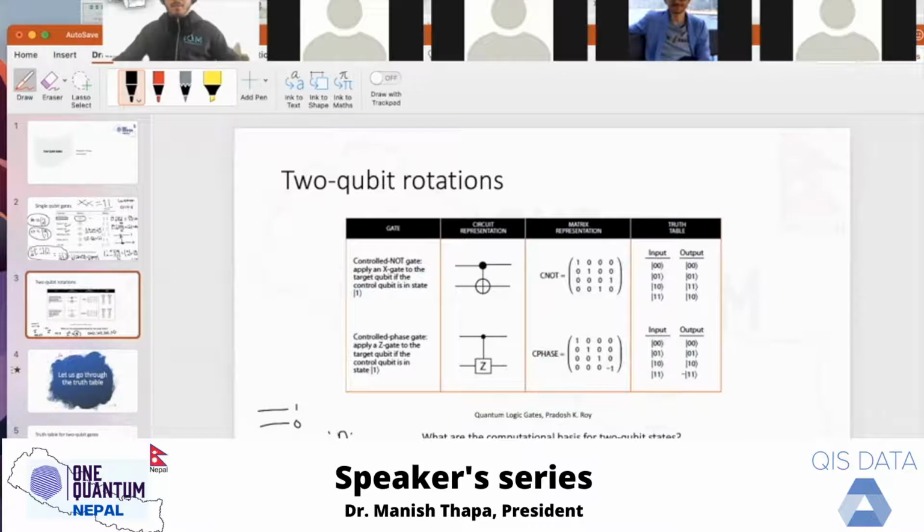And 2 of the most fundamental 2 qubit gates are the CNOT gate and the C-phase gate. And in matrix notation, they look something like that, right? So that is in matrix notation. And these were in ket notation.